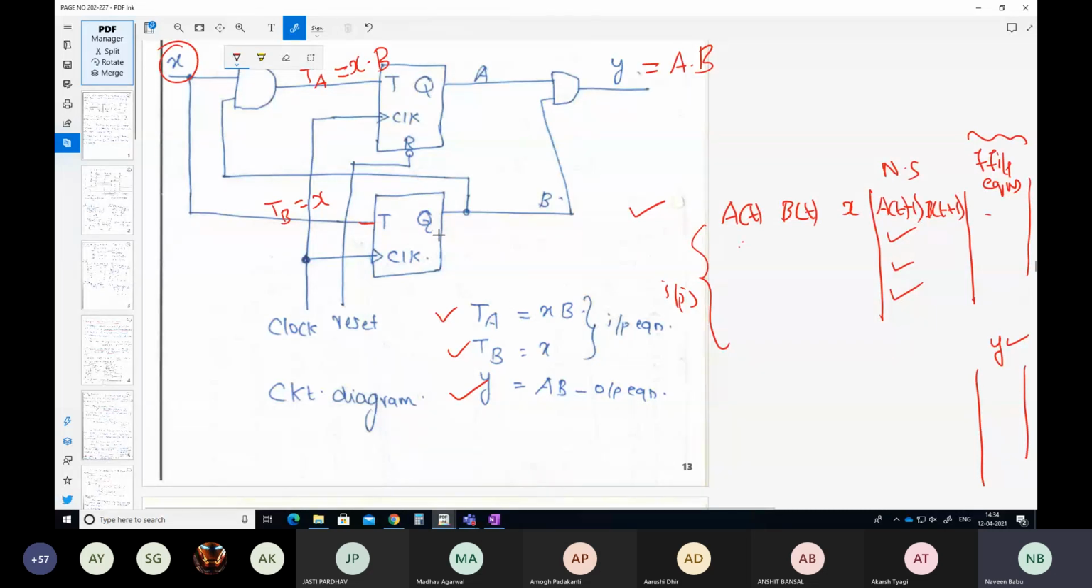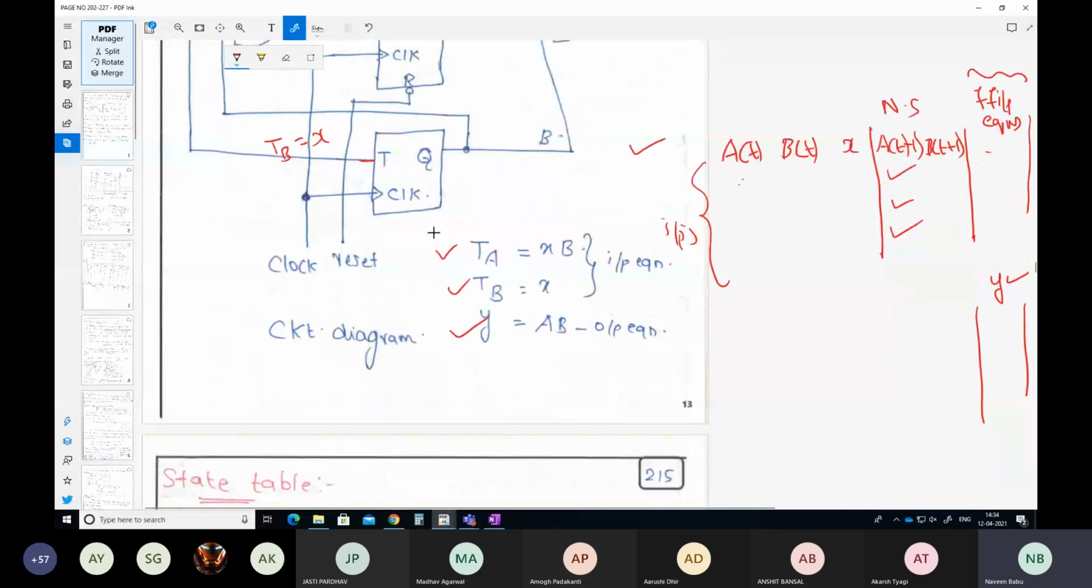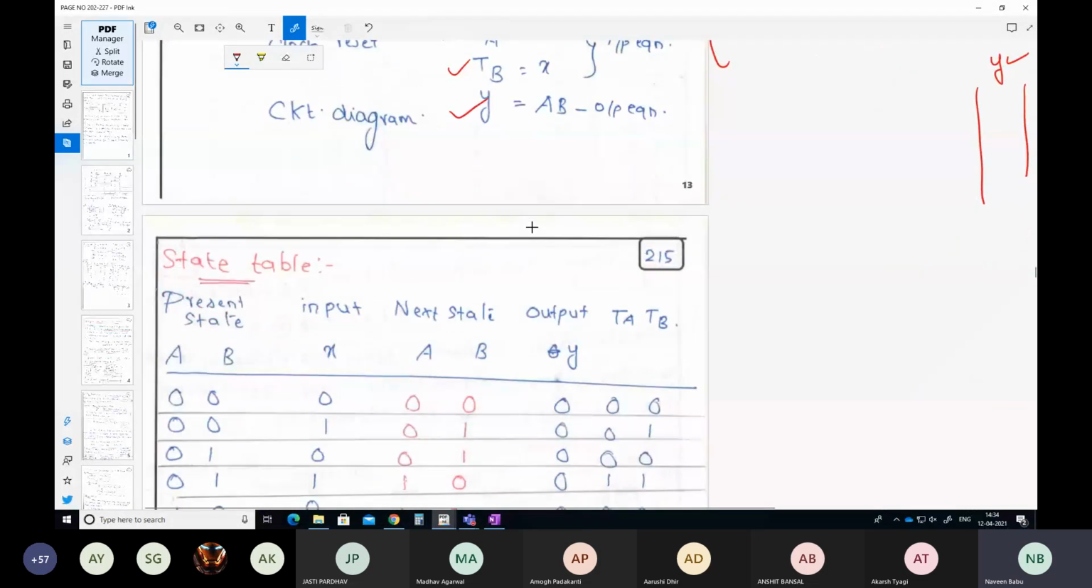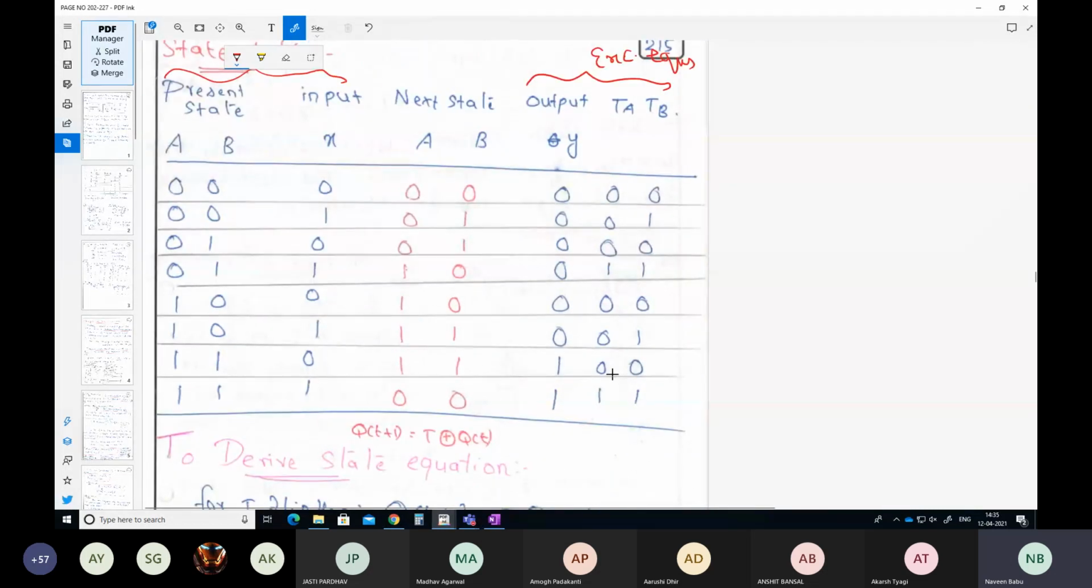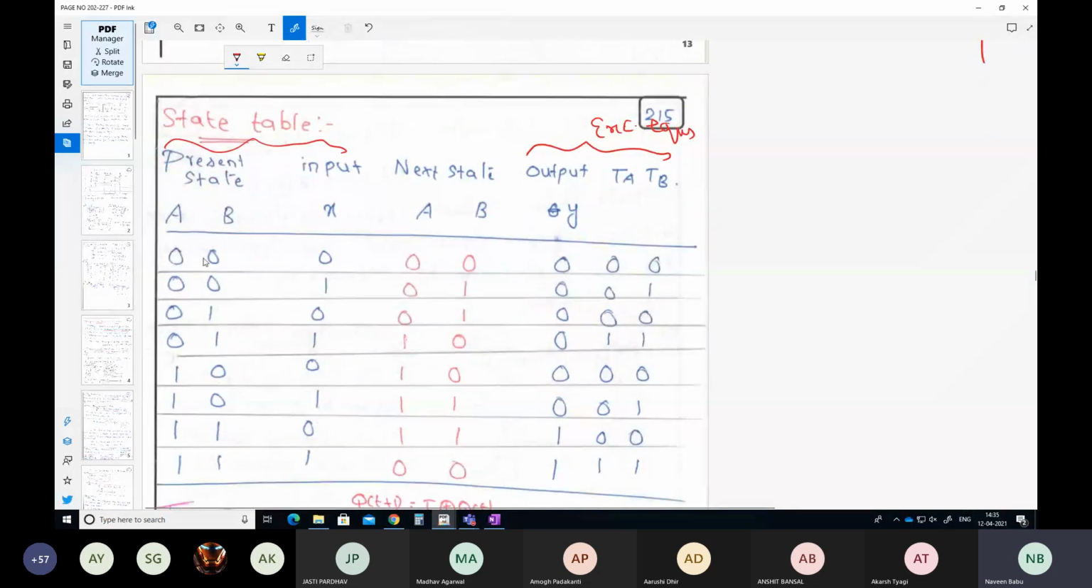I have just summarized your procedure. So let us see how it has been done. As I mentioned, your present state and your inputs. Then your next state and your output. This we will fill using the excitation equations, and these are our input combinations. What are our input combinations? Starting from 0, 0, 0, 0, 0, 1 till 1, 1, 1. Okay, and so we will fill this one.